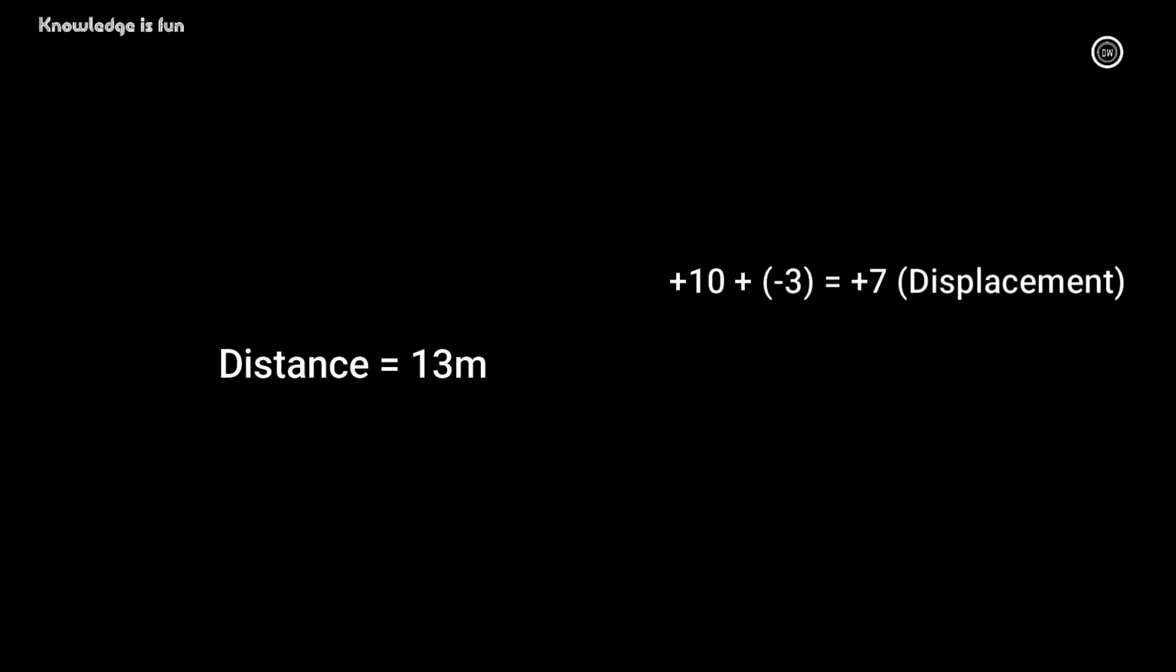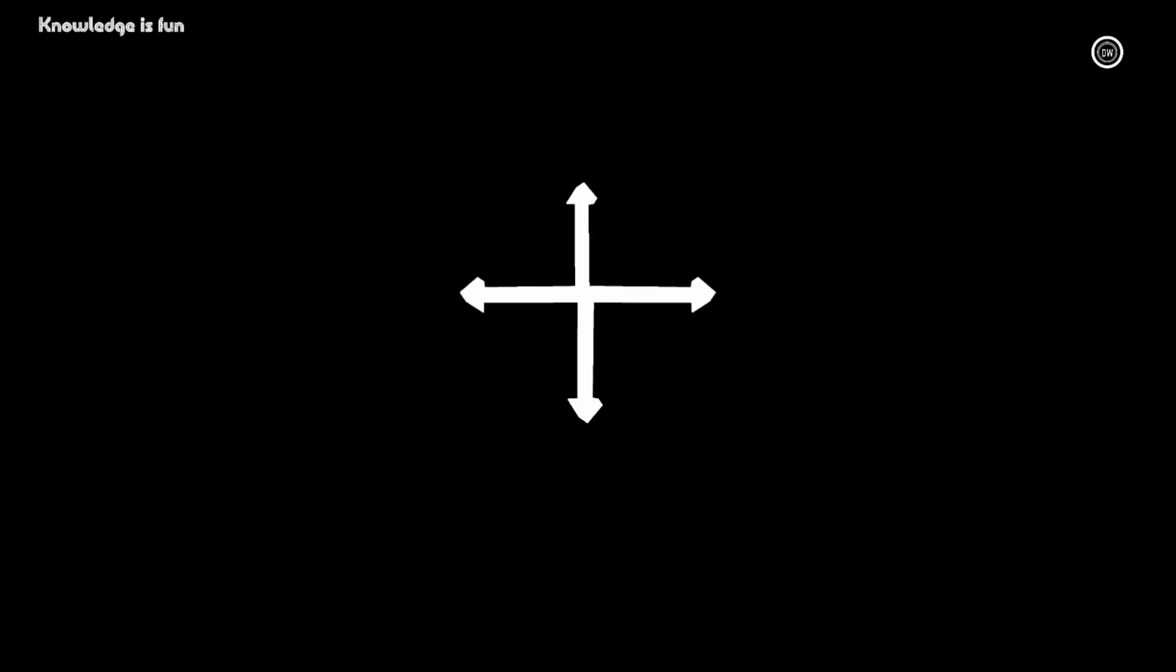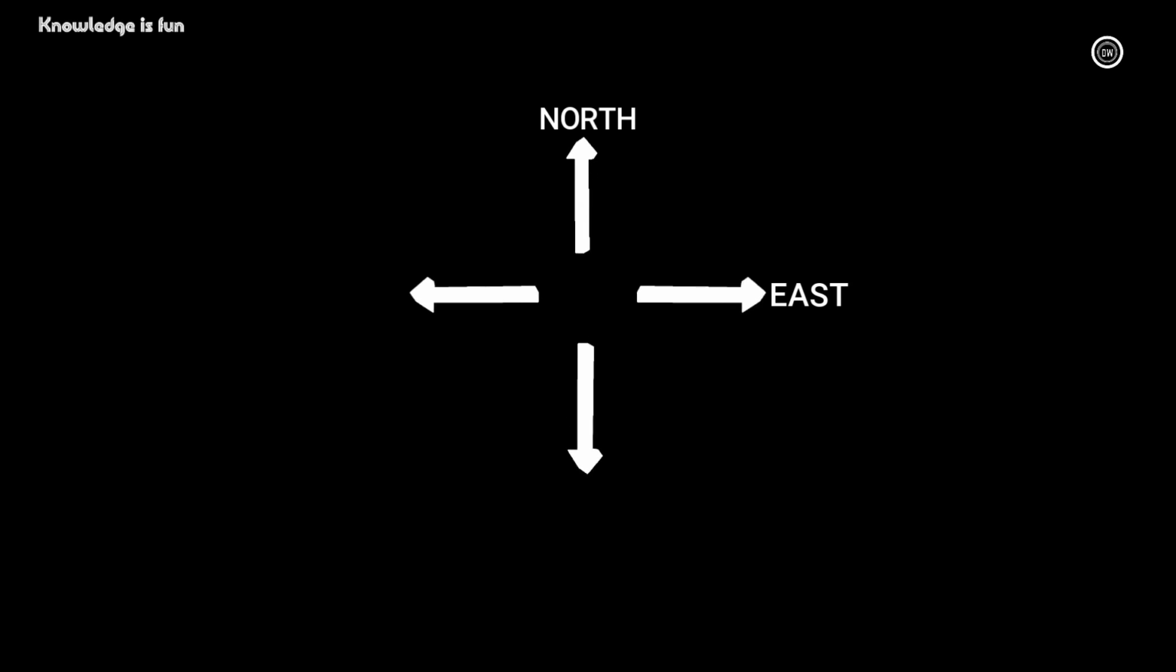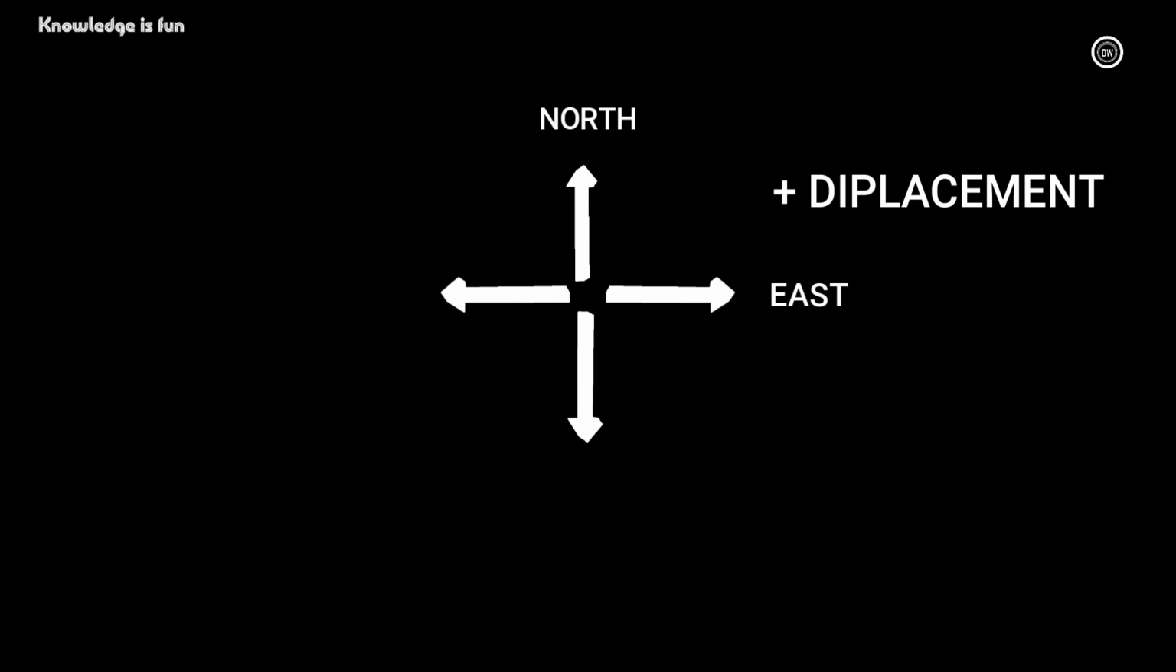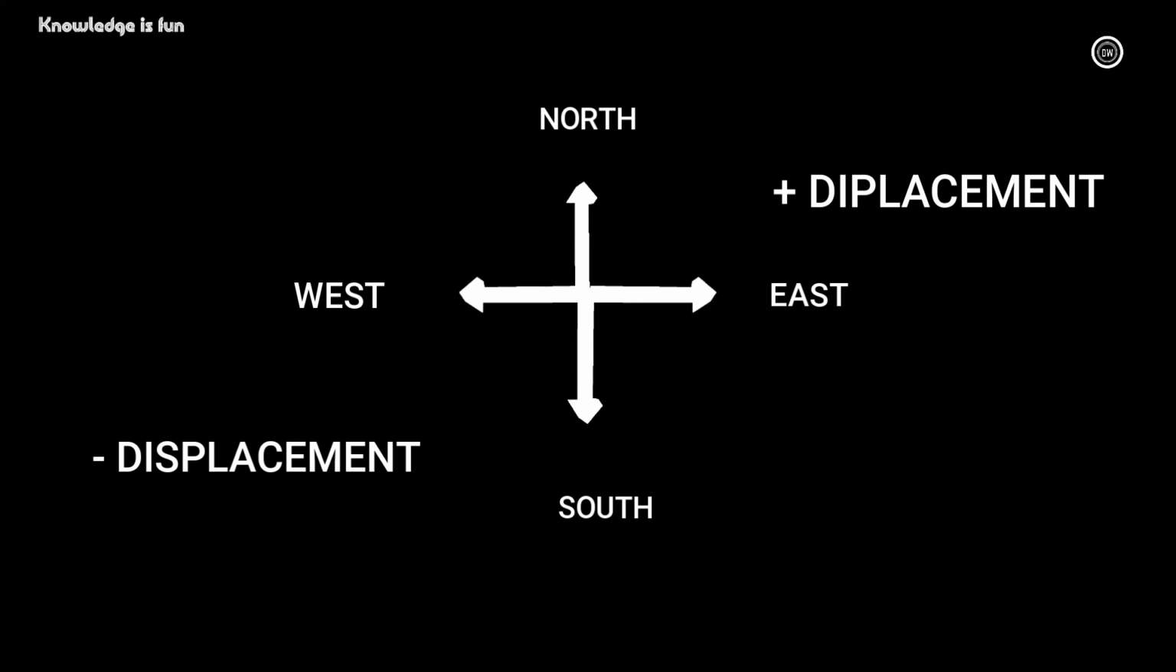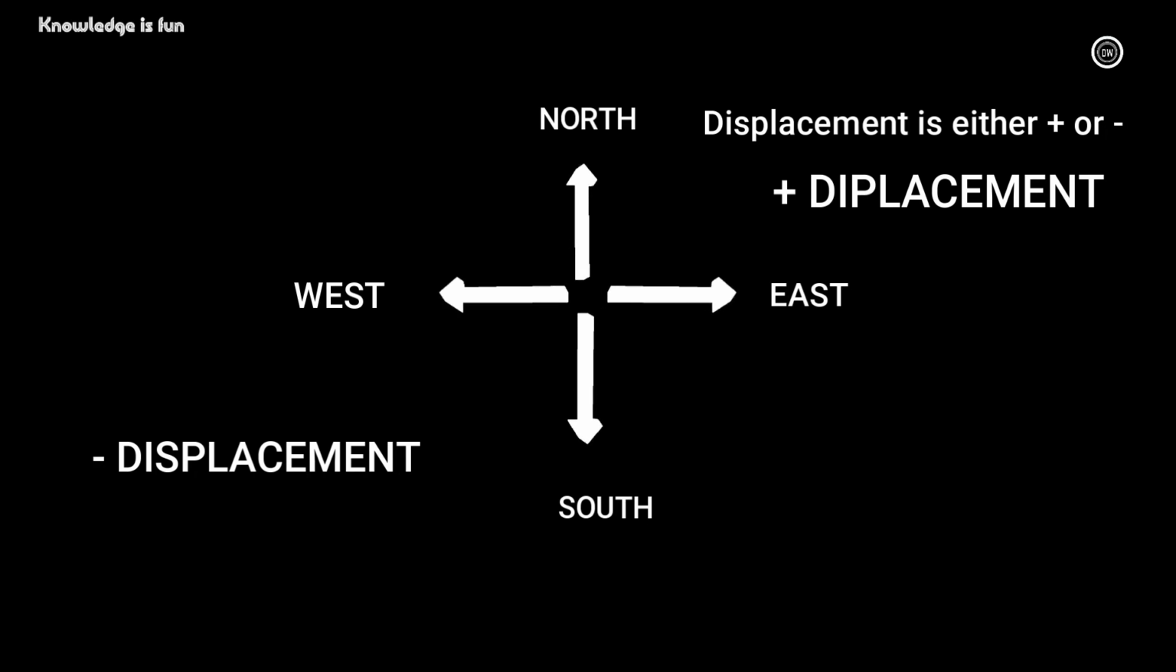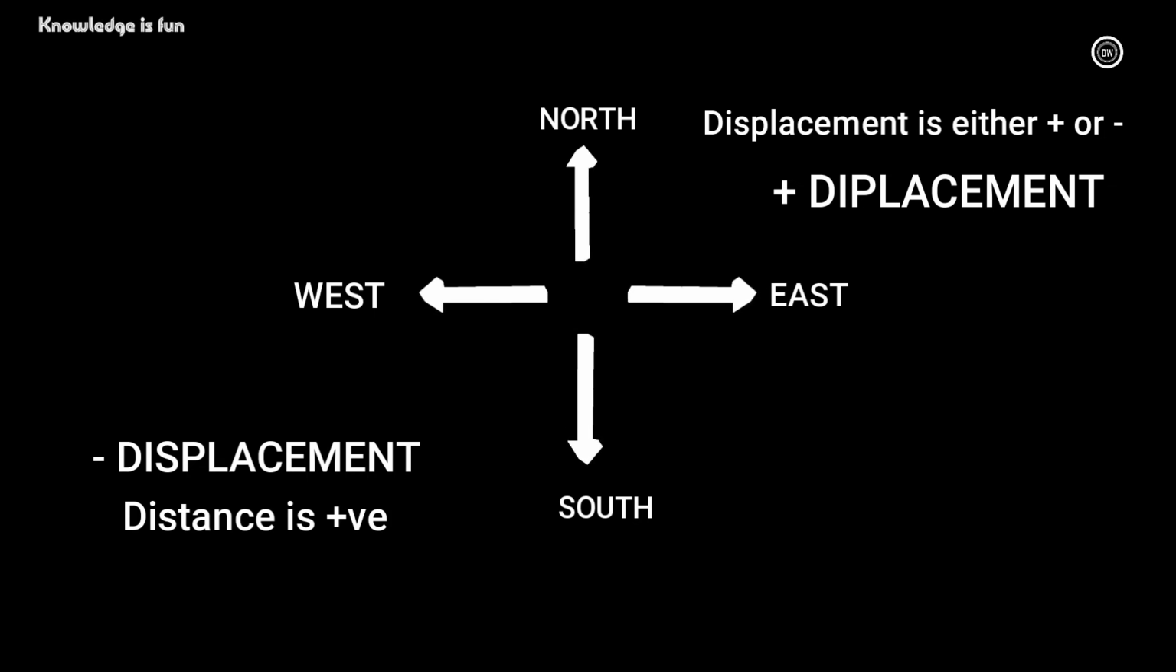Keep this in mind. If you are traveling east or north, that is a positive displacement. And when you are traveling west or south, that is a negative displacement. So displacement can be positive or negative, while distance is simply positive.